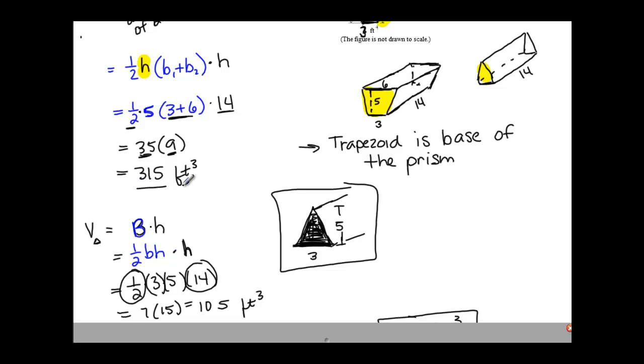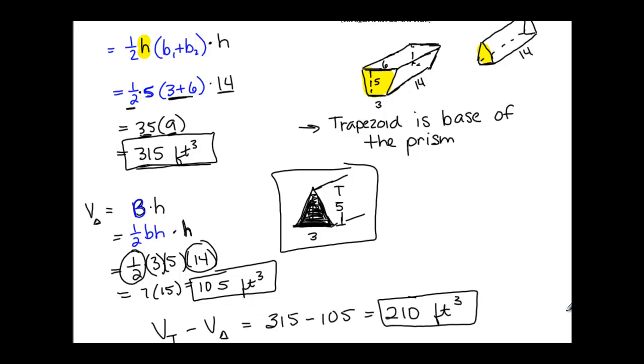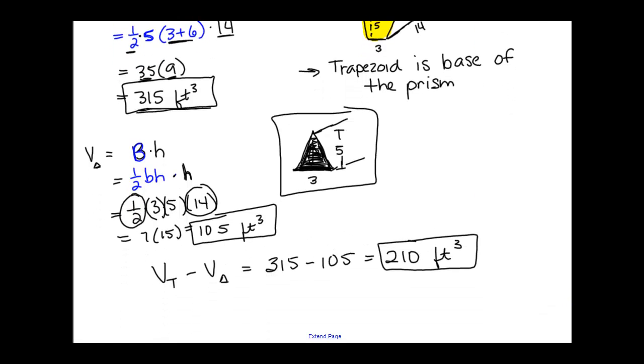So now we take the volume of the trapezoidal prism and subtract from it the volume of the triangular prism. And what I would have left would be 315 minus 105 gives me 210 cubic feet.